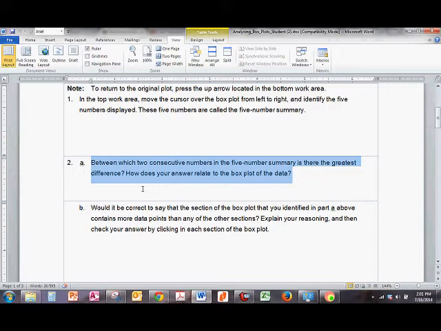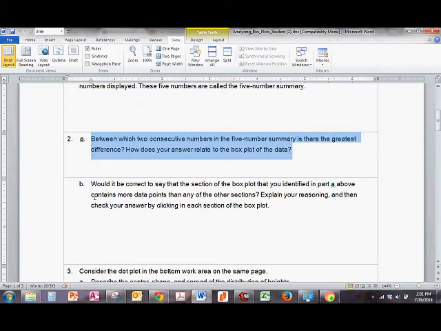Here we are, same activity as before. Now we're looking at question 2. It looks like this has 2 parts. And so the first says, between which 2 consecutive numbers in the 5-number summary is there the greatest difference?